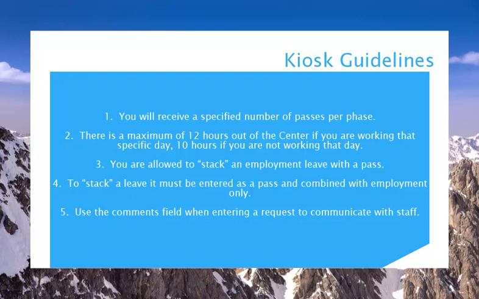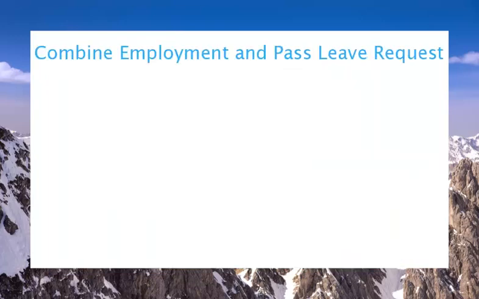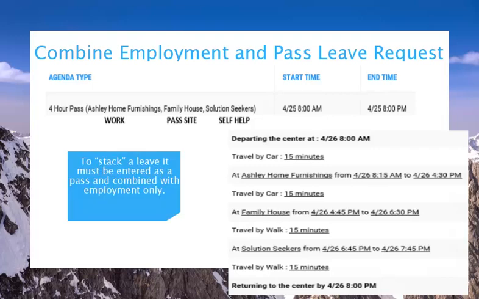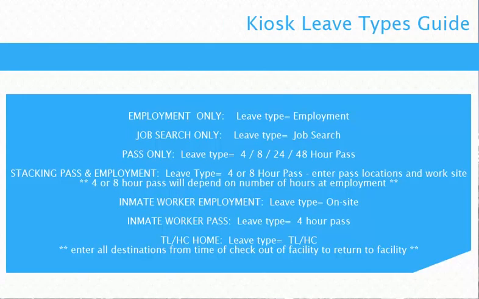There is a comments field when entering a leave request. This is to be used to communicate with staff. Here is an example of combining an employment leave with a pass leave. As you see here, this request is entered as 4-hour leave type. Then the locations include work, pass site and a self-help. The pass site and self-help are during the 4-hour pass. So, in conclusion on the leave types, here is a guide to how to enter each type of leave request.